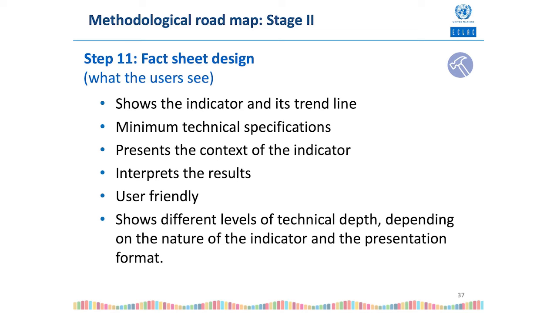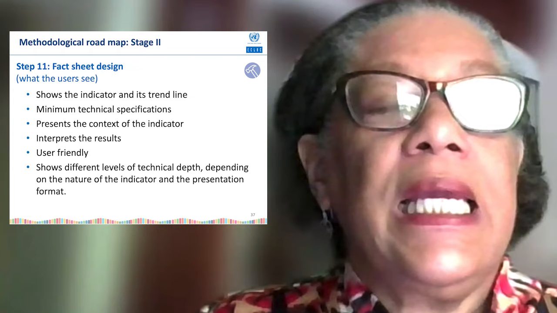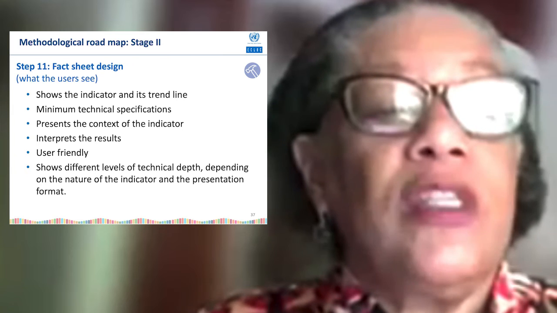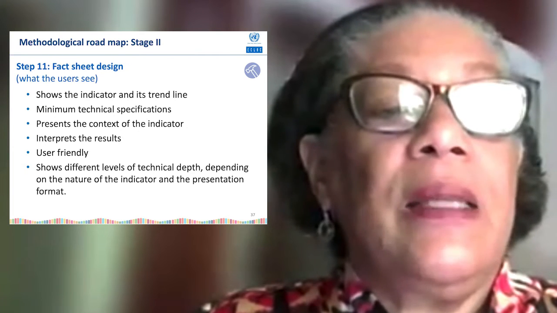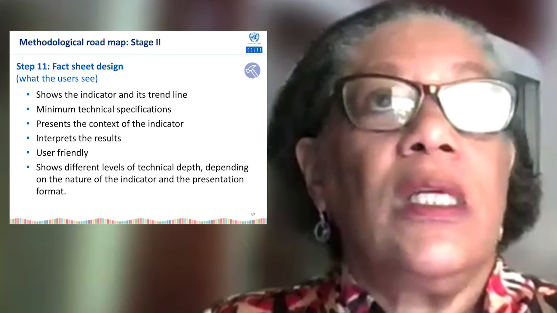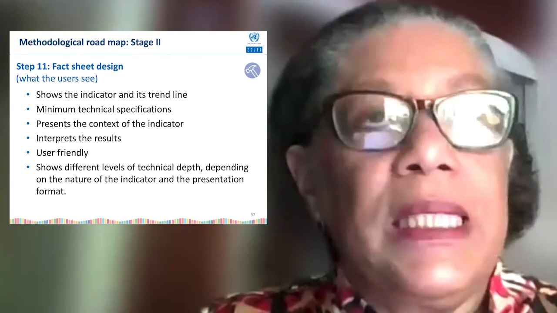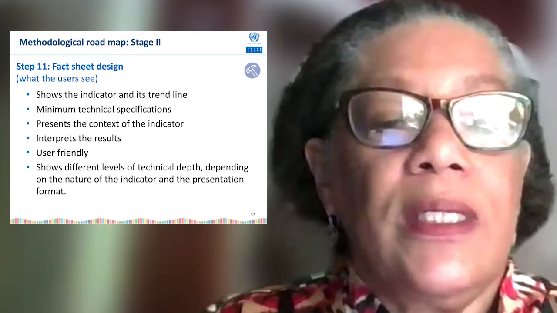So step 8 is designing the fact sheet, what the users would see. So this would show the indicator and its trend line. There are certain minimum technical specifications and also the context of the indicator, the interpretation of the results. The fact sheet should be user-friendly and should show different levels of technical depth depending on the nature of the indicator and the presentation format. So this fact sheet is what would be publicized, would be disseminated to the users.